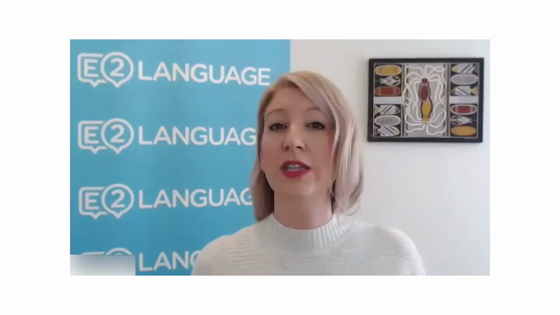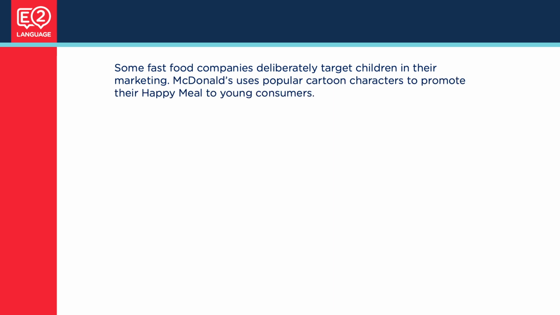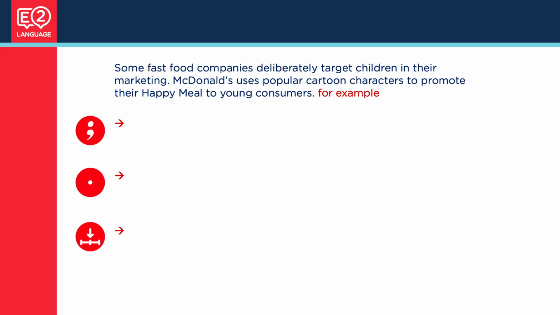Final thing to look at, something you probably use in every IELTS essay, "for example". So let's see our sample sentences for this. Some fast food companies deliberately target children in their marketing. McDonald's uses popular cartoon characters to promote their Happy Meal to young consumers. Okay, so we have our first sentence and then we have an example in the second sentence. Okay, but to show that relationship better, I want to use the phrase "for example". So same as before, pause the video and write these sentences in those three different ways. Go for it.